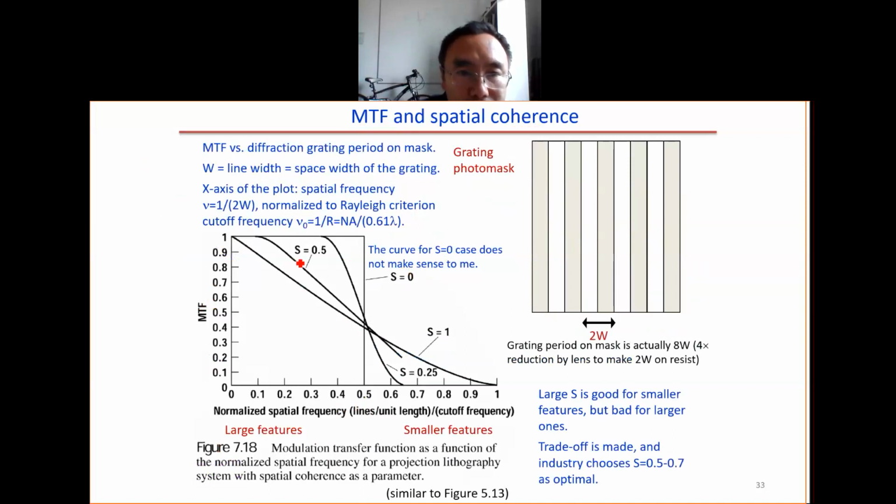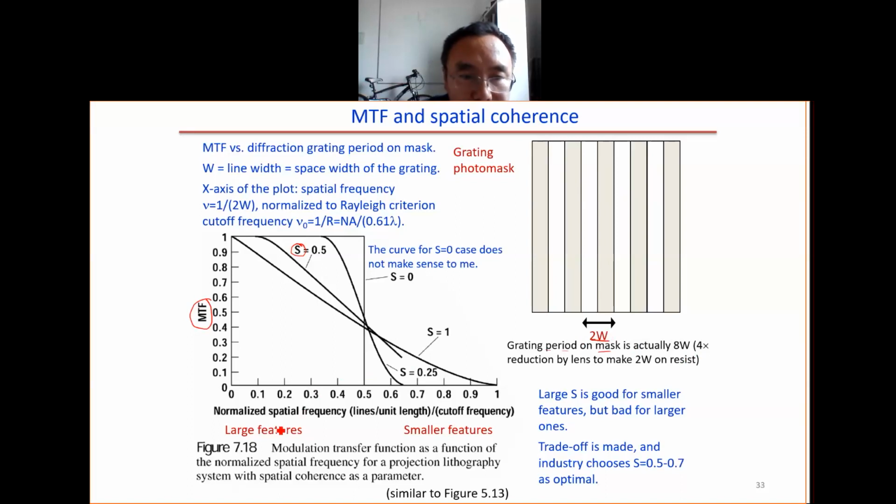The S here is the spatial coherence. This one is the modulation transfer function. In this case, we have the grating photomask, and the light intensity profile on the wafer is given by 2W. The grating period on the mask is HW because we have photon reduction, so on the wafer it is 2W.